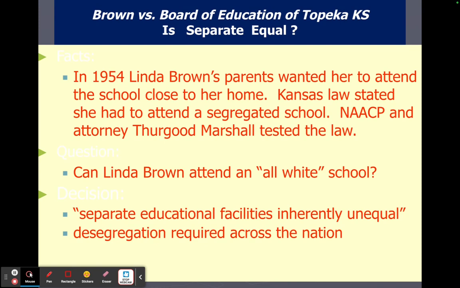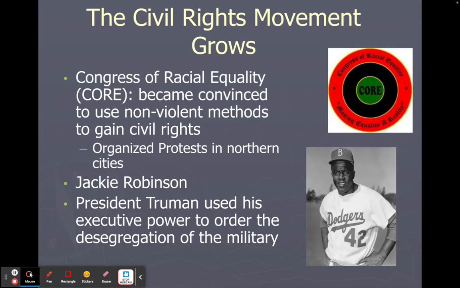So in Brown versus Board of Education, Linda Brown's parents wanted her to attend the school that was closest to where she lived. Kansas state law argued that she had to attend a segregated school, so the NAACP uses this as an opportunity to test the law. So can Linda Brown attend an all-white school? The decision says that separate educational facilities were unequal, and desegregation would begin to be required across the country.